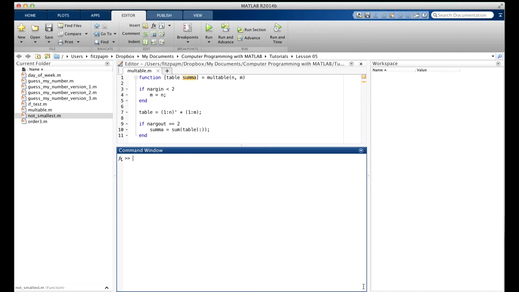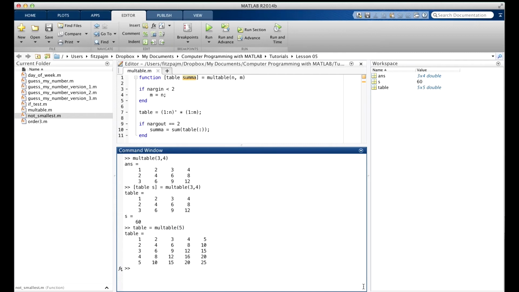Well, here's our multtable function in the editor all ready to go. Let's pitch it a few different inputs to see how well it does. There we gave it 3 by 4 and it gives us a 3 by 4 array, and that looks like a multiplication table. Let's ask it for a couple of outputs. There's the table, and there's the sum. And that's the correct sum.